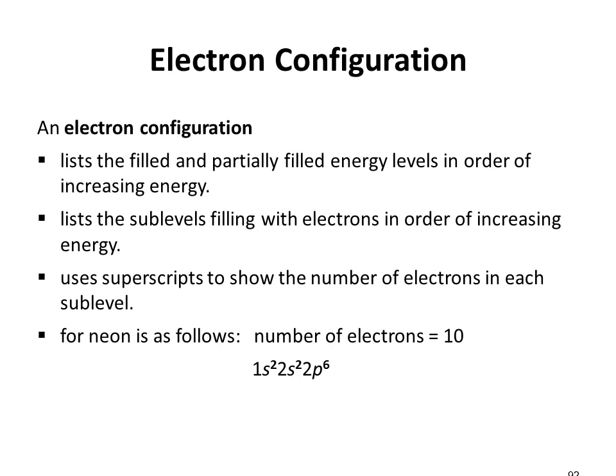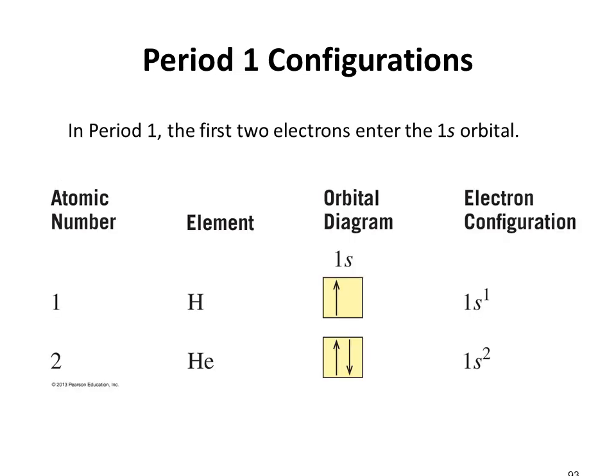So if we were looking at neon, it has an atomic number of 10, which would mean it has 10 electrons as well as protons. And so we first fill up the 1s orbital with 2 electrons. Then we fill up the 2s orbital with 2 electrons. And then lastly, we fill up the 2p sublevel with 6 electrons. And so that brings it to a total of 10 electrons.